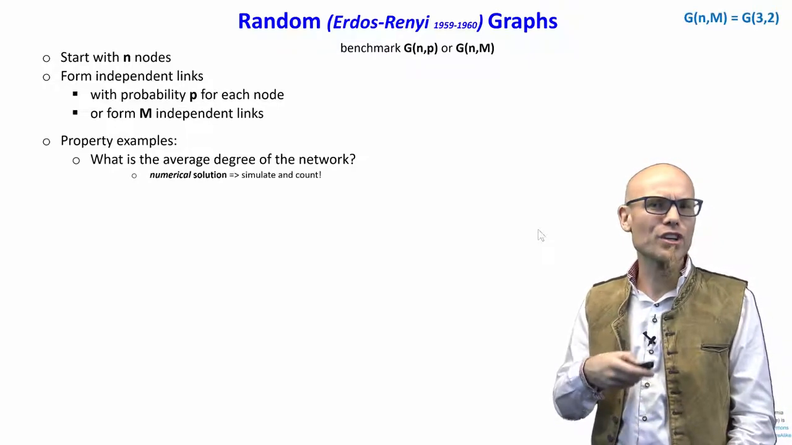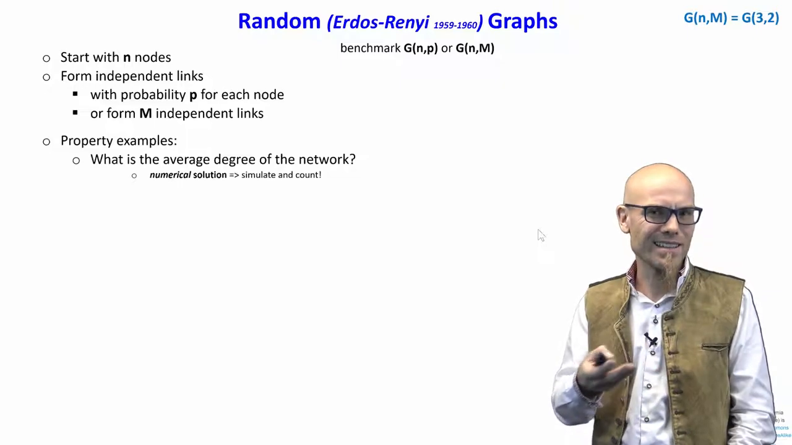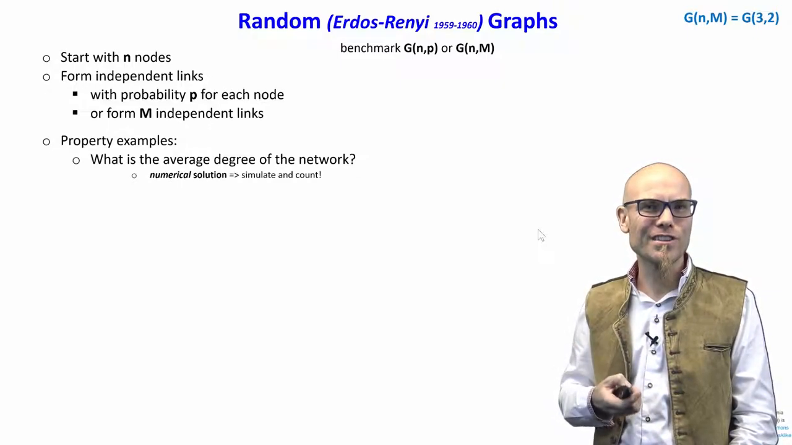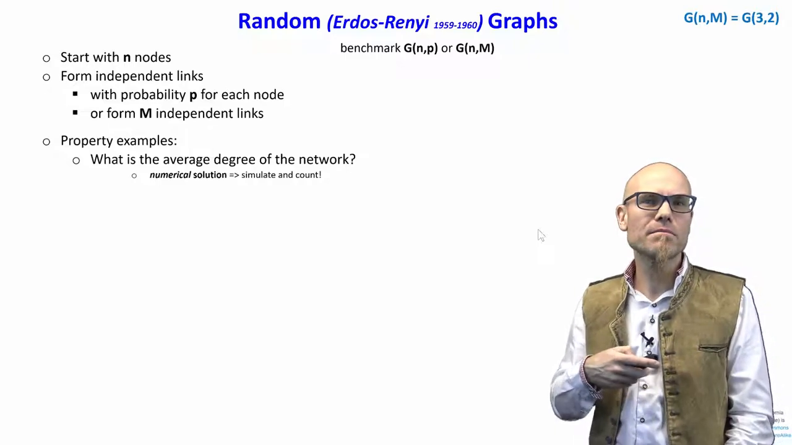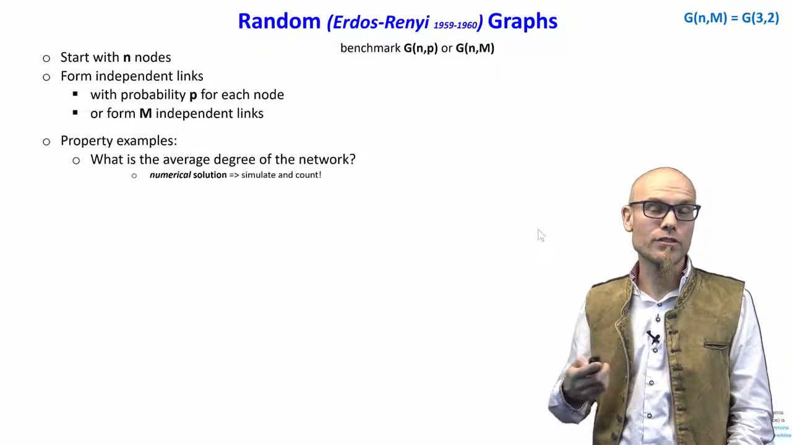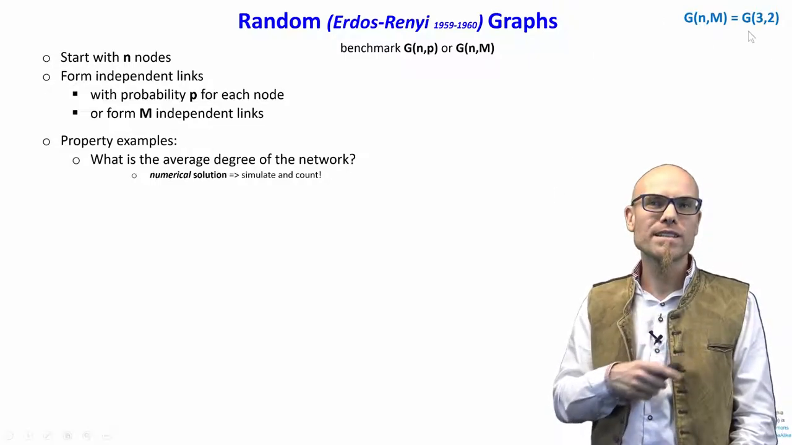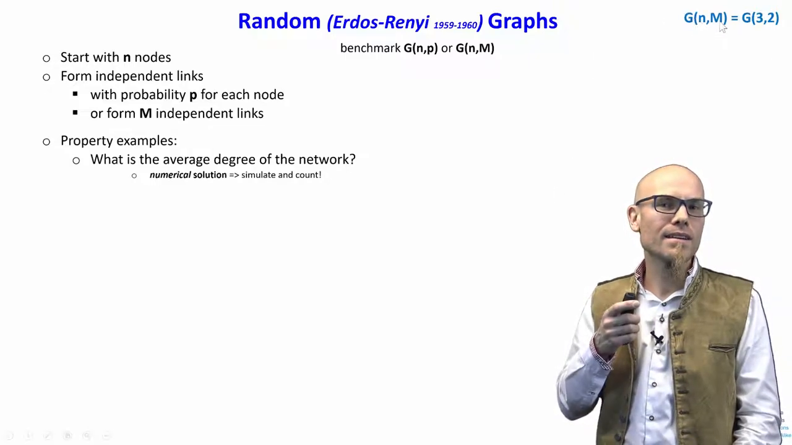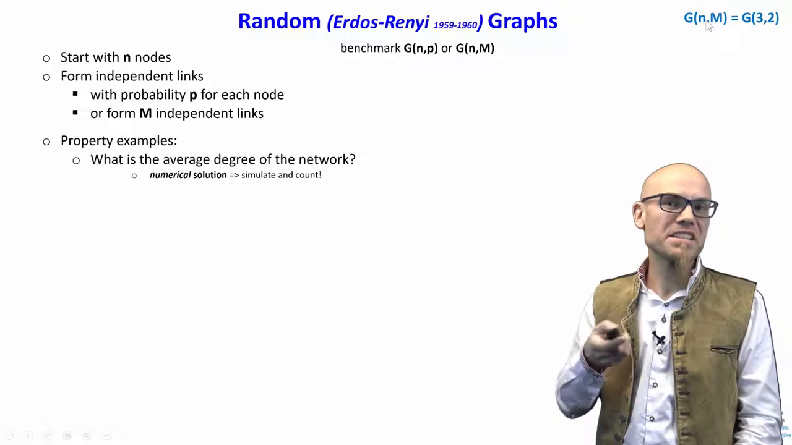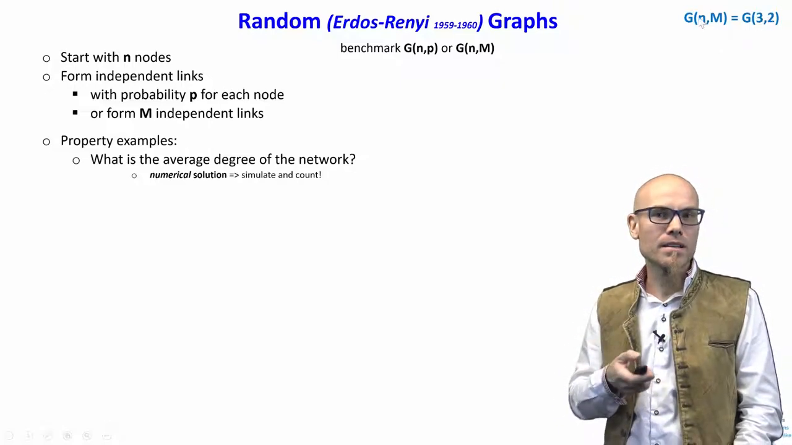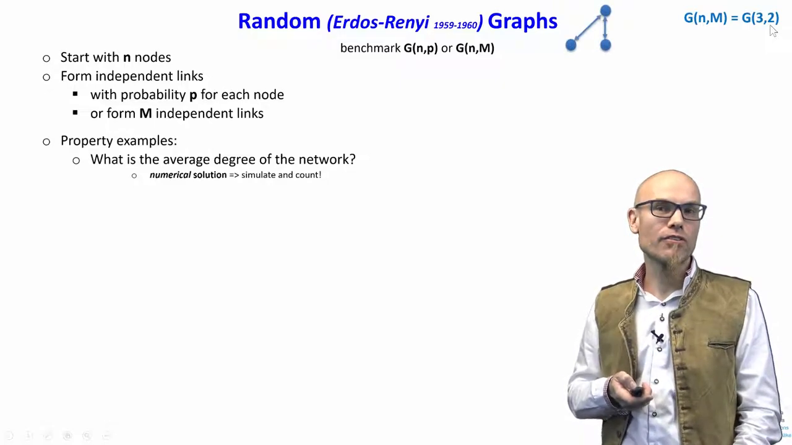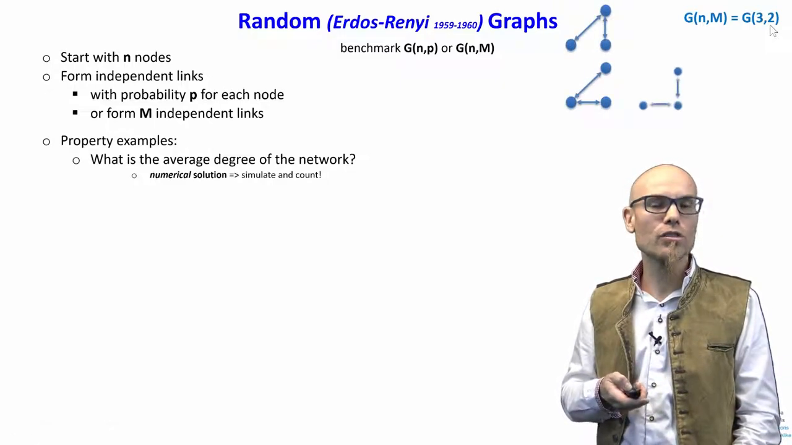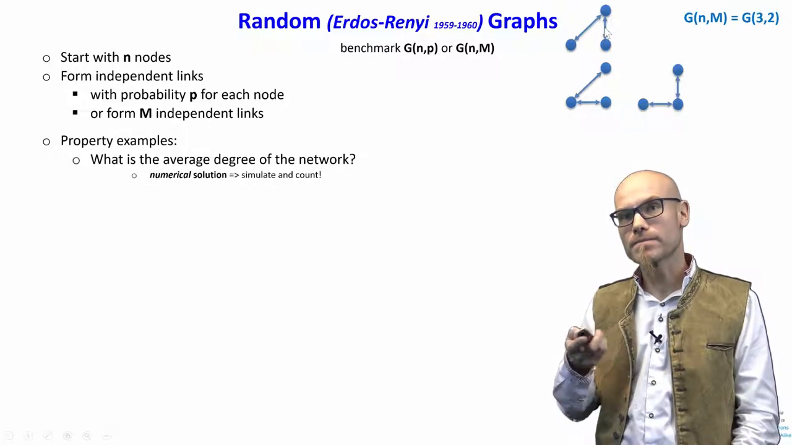And these are two ways you can solve basically any problem. The one is a numerical solution, which basically means you simulate and you just count. So let's do that. If we have a random network here, a graph G with, let's say, N equals three nodes and M equals two links, then we can have exactly three different graphs.